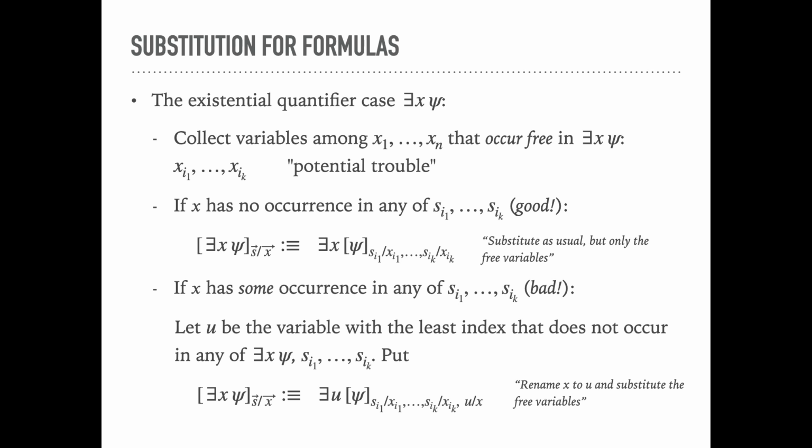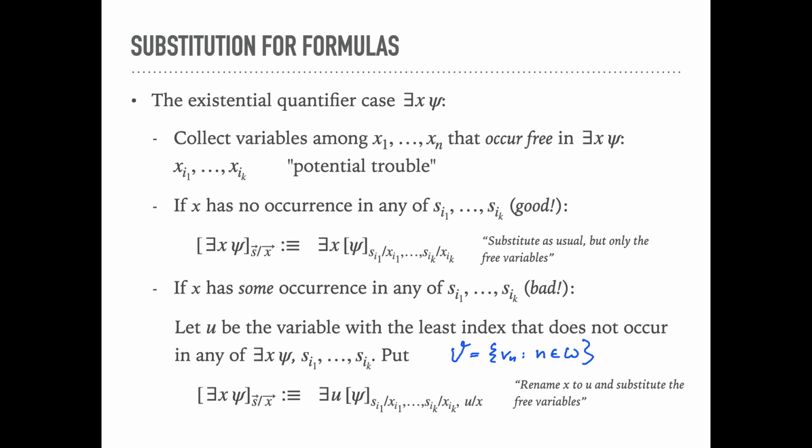And for this, we let u be the variable with the least index. Remember, we assumed that our variable set V was given as v_n, where n is in omega, that means our variables are enumerated, and we just pick the one, right? Since any formula can have at most finitely many variables, there has to be at least one that does not occur in any of the formulas that are under consideration here, right? So let that variable be u.